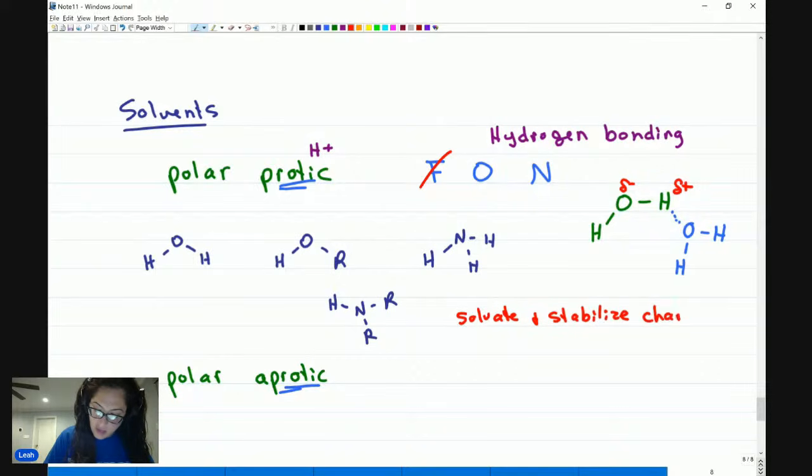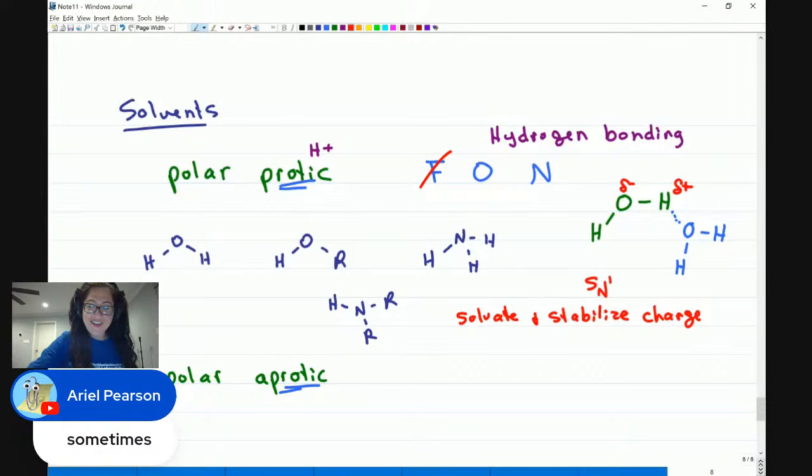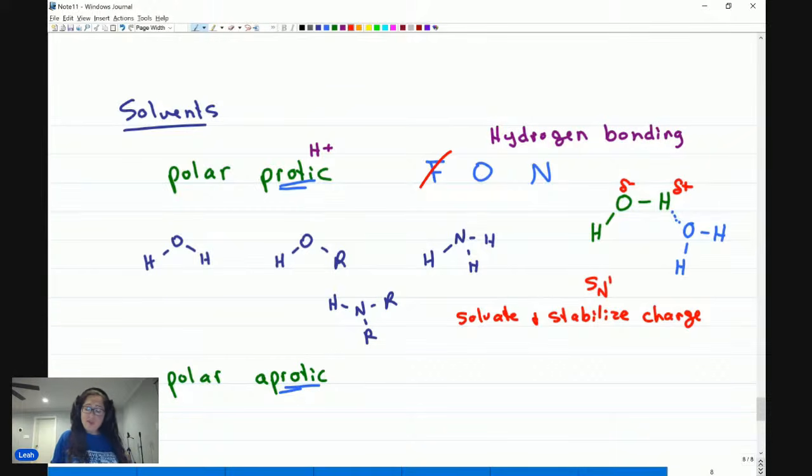Stabilize charge. And that is why they do so well in an SN1 reaction, because SN1 is full of charges. We have our acid catalyst, that's an H+. We have the leaving group that comes off, that's a negative charge. And they all get the carbocation, right? That's important. Ariel, I like your honesty. So SN1 reactions will prefer a polar protic solvent.